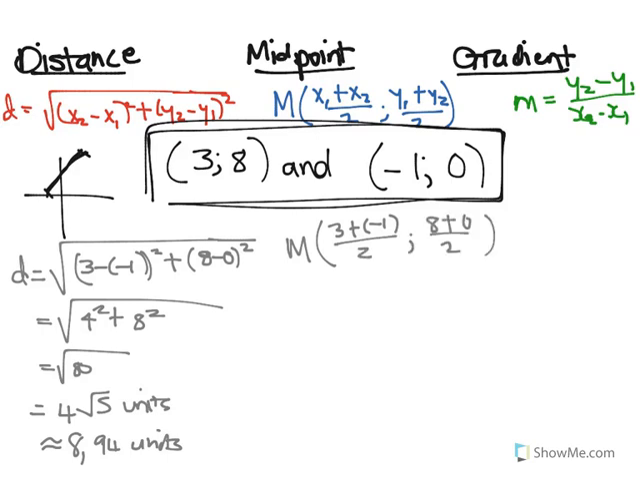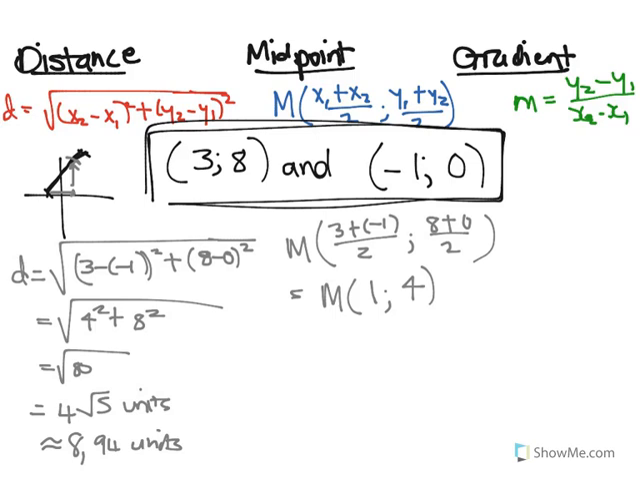The midpoint is given as the average between my x coordinates and the average between my y coordinates, and that would be 3 minus 1, which is 2 over 2, which is 1, and 8 plus 0 over 2 is just 4. And that kind of makes intuitive sense, right? We move that way and we move up to 4. It kind of makes sense.